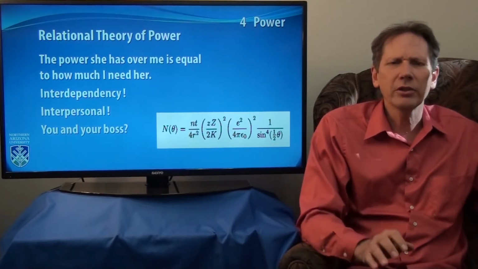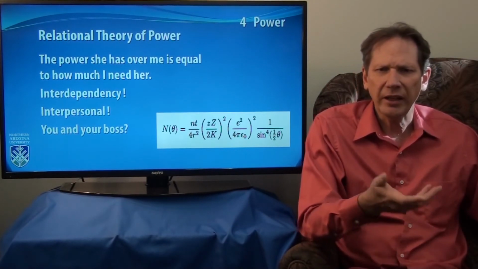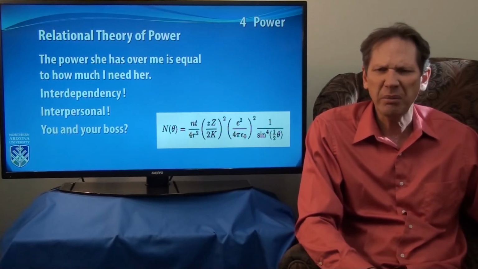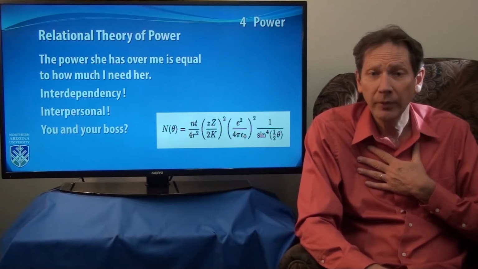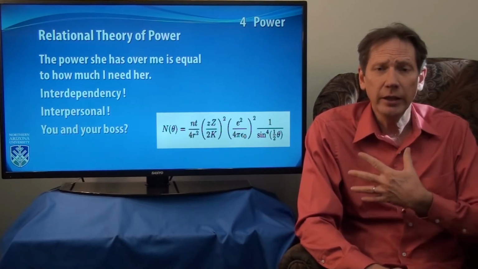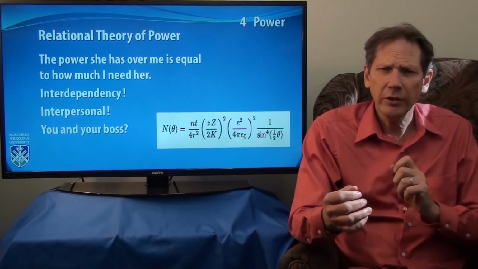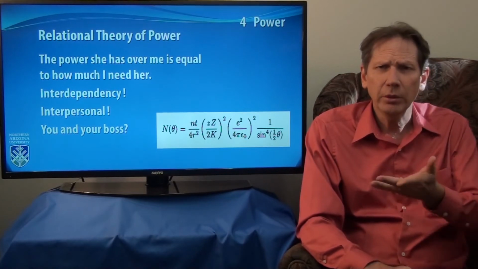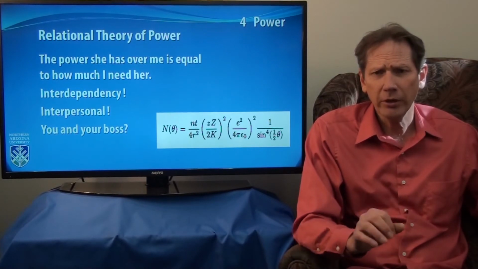We assign formulas like this to these realms of human activity, and it's very difficult, but if you're somebody that sees things in an abstract mathematical way, it helps to see this. But consider this, the power my boss has over me is equal to how much I need the job or need the boss. That makes sense? But let's turn that around. The power I have over the boss is equal to how much the boss needs me. It works both ways. That's the interesting part of this formula.